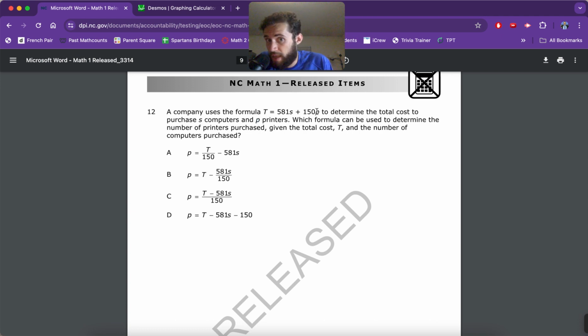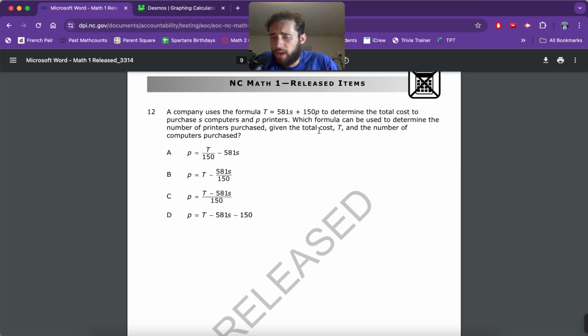So basically, we're trying to get P alone is all this is asking for, given the total cost T and the number of computers purchased. So again, to solve this, you don't need to understand where this formula is coming from. Now, it's still probably valuable to have that as a skill. Be like, oh, well, if S is the number of computers and you're multiplying it by 581, that's probably the cost per computer, right? Just having that logic is good. But for this one, just note, they're trying to get P alone. And you can even just look at the answer choices to figure that part out.